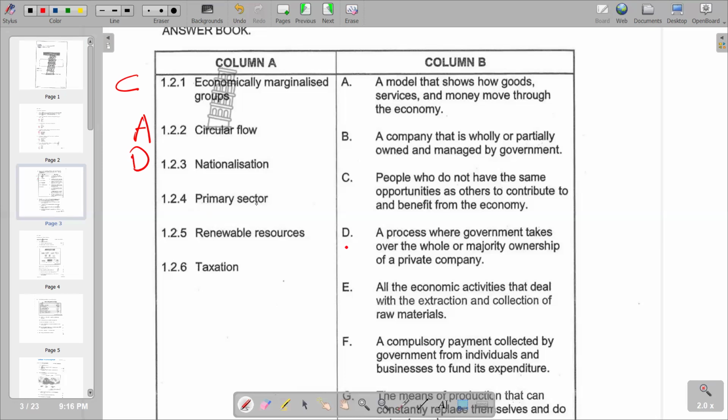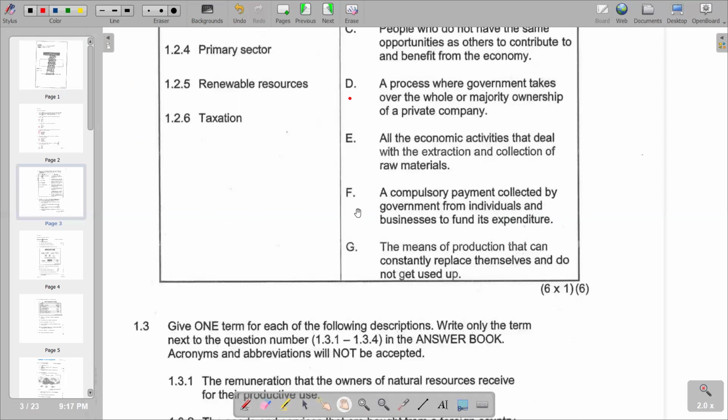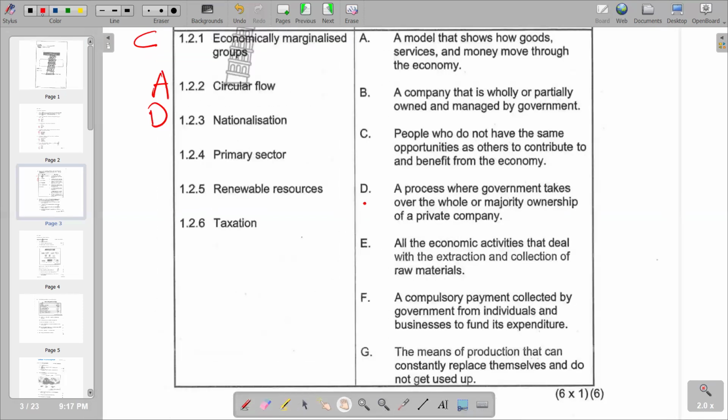Then 1.2.4, which is the primary sector, and we know that the primary sector is associated with the extraction of raw materials or the production of those raw materials. So we'll try to see again according to the information that we are given. Let's try to see another one that really explains the primary sector. If you go to E, saying all the economic activities that deal with the extraction and collection of raw materials, which is actually the appropriate response that we have. So we've got E.